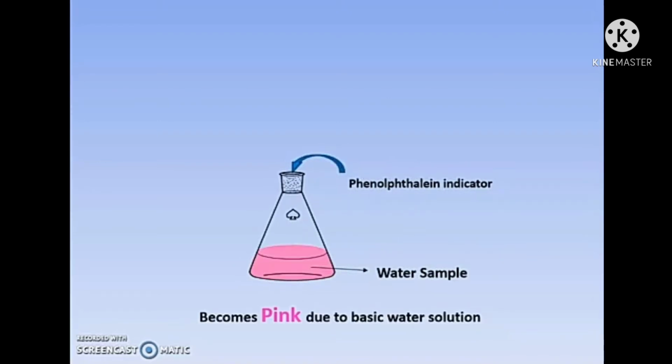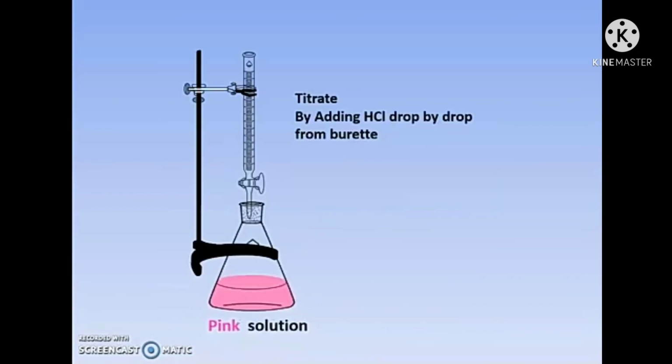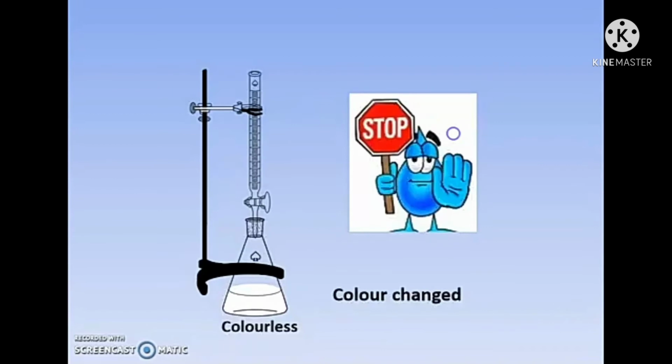It becomes pink in color because the water contains some basic ions that may be hydroxide ions, carbonate or bicarbonate ions. So whatever this pink color solution is, we have to titrate this by adding acid drop by drop from burette. That pink color solution, you are going to titrate it with HCl solution. Now the color changed because we reached the neutralization point, so you have to stop the titration and whatever the reading is there, that you have to note.